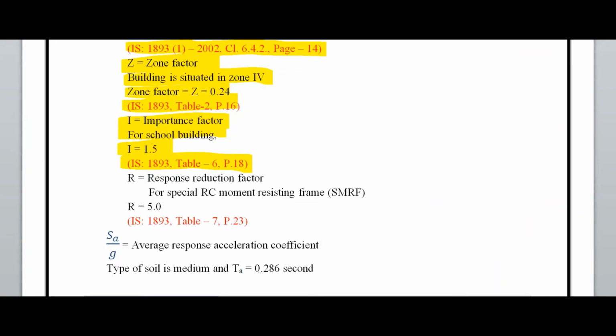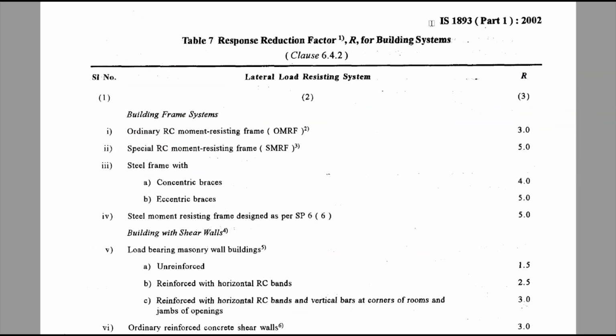Now we need our response reduction factor. The response reduction factor for the RC moment resistance frame, SMRF, is R = 5. From where? IS 1893 Table 7, page number 23. Let's check. Here we have IS 1893 Part 1, Version 2, Table number 7.